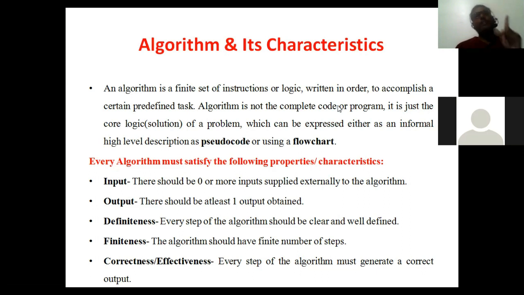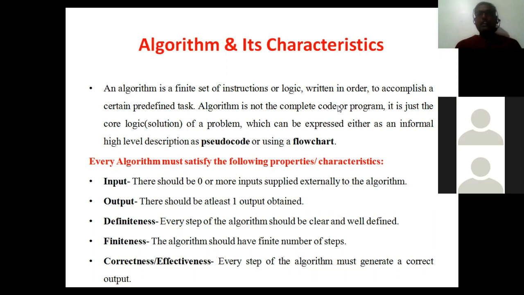हर एक प्रोग्राम में, हर एक एल्गोरिथम में आपका एक तो इनपुट आउटपुट होगा ही होगा, एक से ज्यादा कितने भी हो सकते हैं. That is the very first condition while writing your algorithm. The second thing is definiteness. So basically, what does definiteness mean? Okay. Definiteness means every step of the algorithm should be clear and well defined.